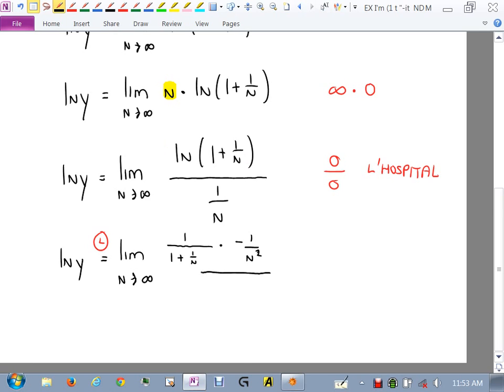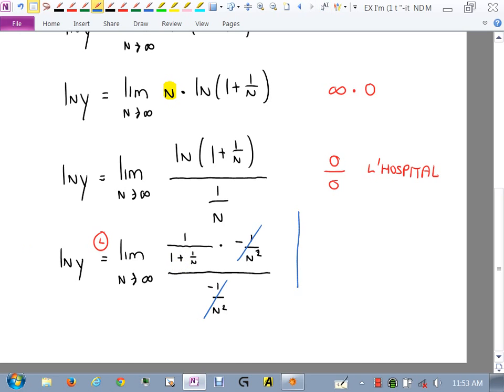And then on the bottom, hey, check it out. What's the derivative of 1 over n? We just did that. It's negative 1 over n squared again, isn't it? And what happens? These cancel, don't they? Now let n go to infinity. 1 over infinity is going to be 0. 1 plus 0 is 1. 1 over 1 is 1. So the right side becomes 1.